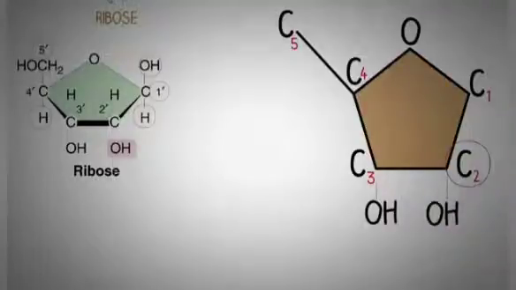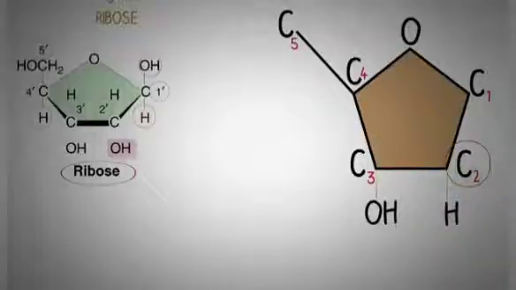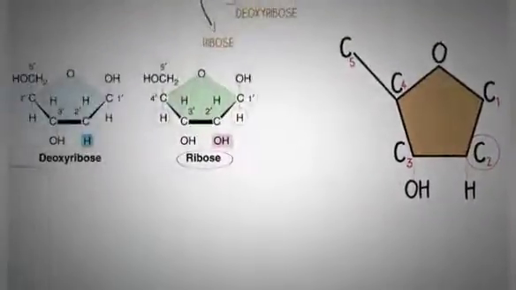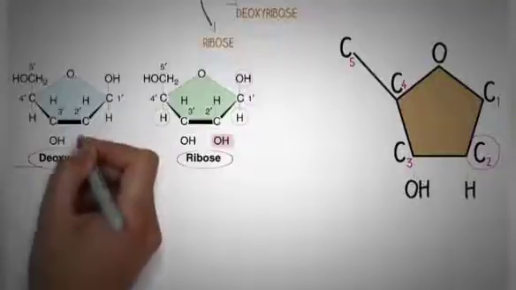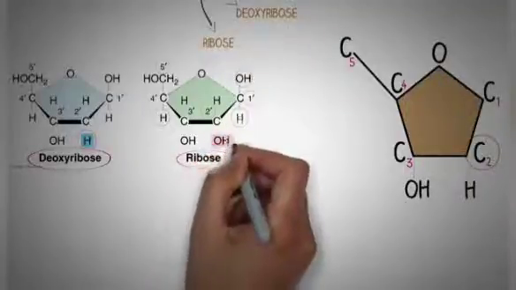In the sugar ribose, we have a hydroxyl group that is attached to carbon number 2. This is the chemical structure of ribose. Now if you compare this structure with the structure of deoxyribose, the only major difference is at carbon number 2, which contains only a hydrogen atom and not the hydroxyl group. So the resultant sugar is called a deoxyribose. Here you can see the carbon number 2 in deoxyribose contains only a hydrogen atom, whereas in ribose the carbon number 2 contains a hydroxyl group.